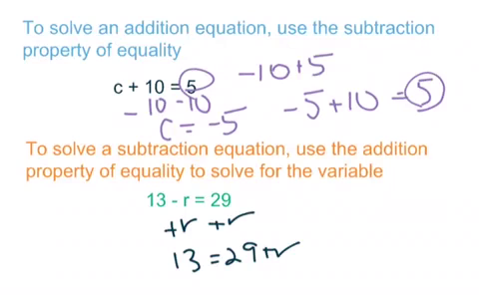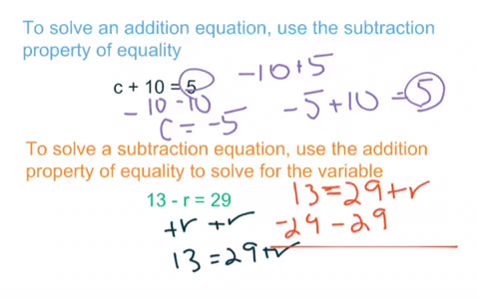All right, so we're going to put that back up here so you can finish it. Then right here, you have an addition equation. So then you're going to apply the subtraction property of equality. So this one's kind of a trick question. You know me, I like to be tricky. So 13 equals 29 plus r. We're going to subtract 29 on both sides. Okay. Negative 16 equals r.